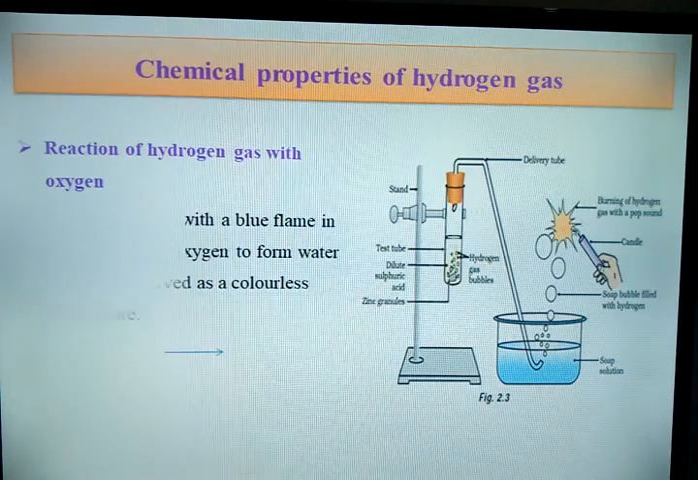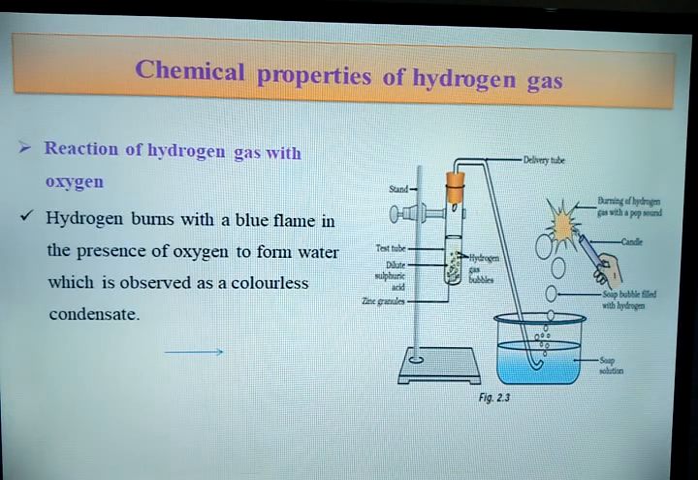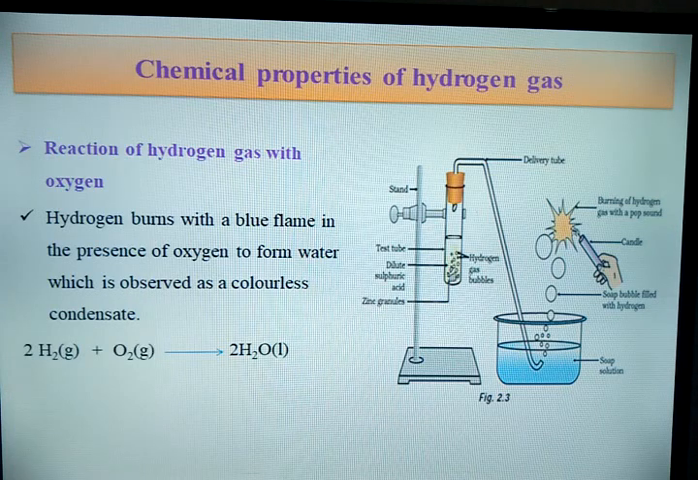So there will be an explosion that will take place to form a colorless condensate. We are calling it a condensate because water vapor will condense as it reaches the cooler temperatures away from the burning splint. So a colorless condensate is formed, and this condensate is water. So hydrogen burns in oxygen to form water.